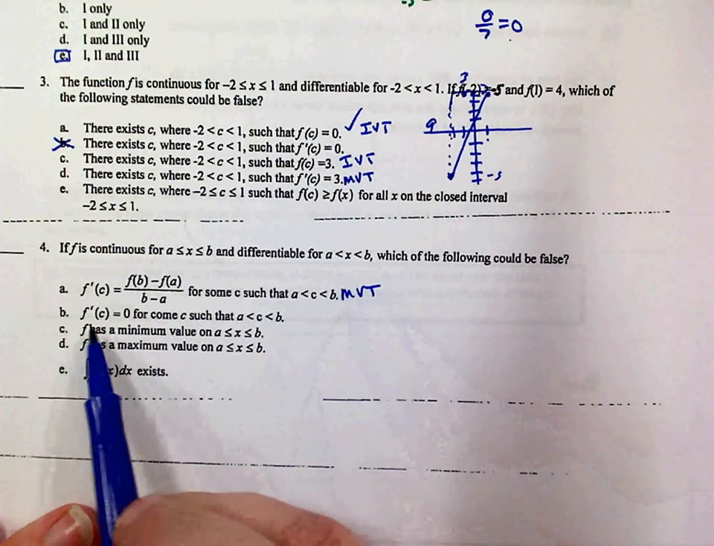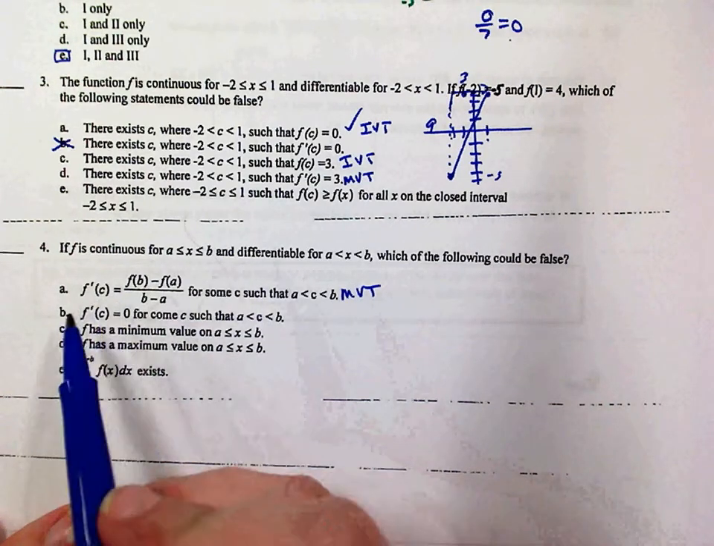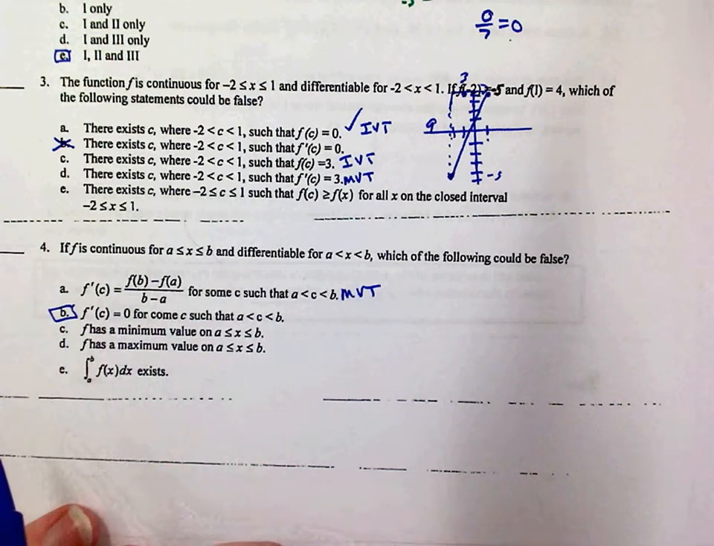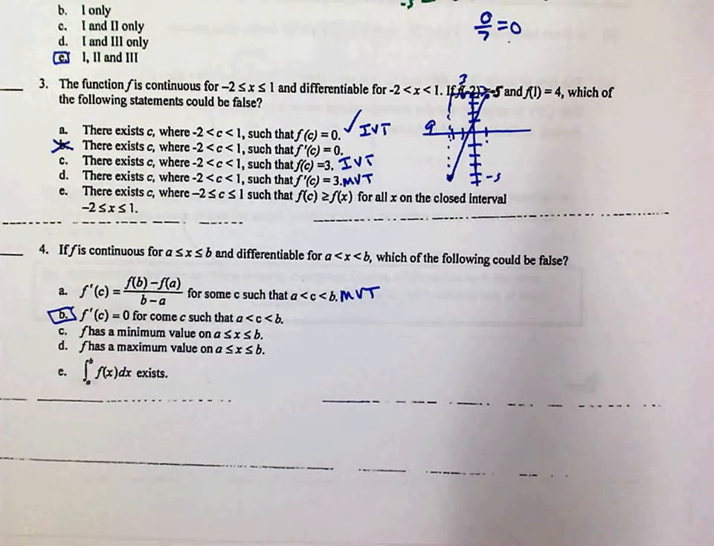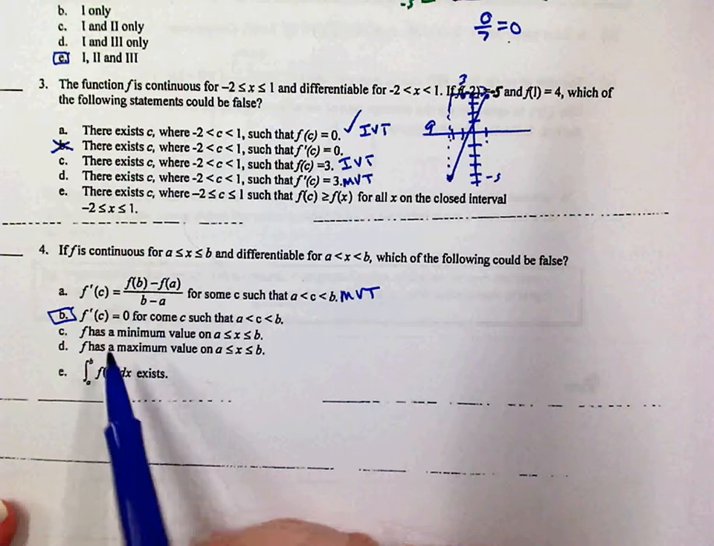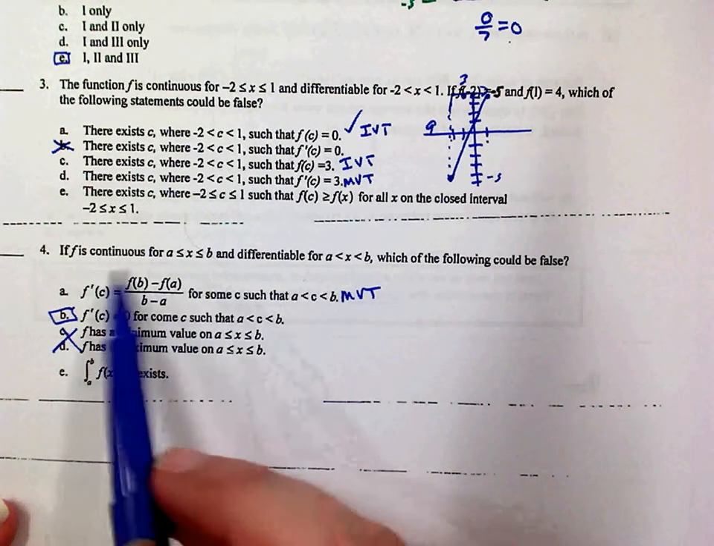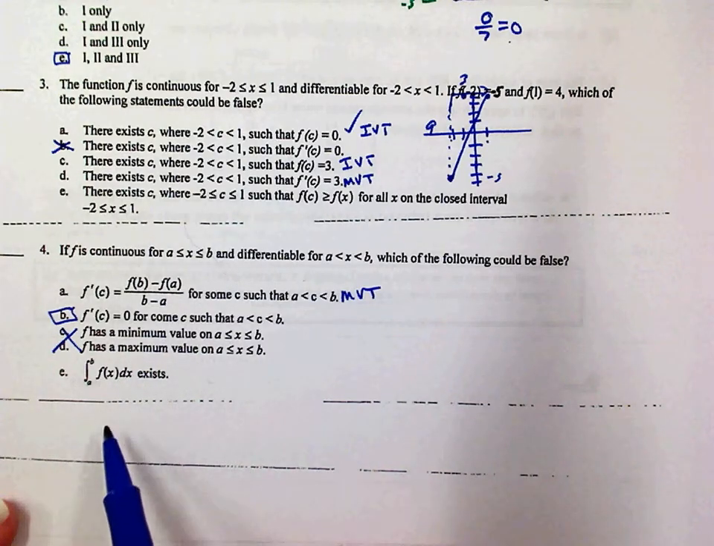Does f prime have to equal 0? No, they didn't tell me anything about what the actual numbers were. They just said it's continuous and differentiable. These kind of mark each other out of the running, you know what I mean? So they're mutually exclusive. And then the integral from a to b, well, if it's continuous, then you can find the area underneath it, right?